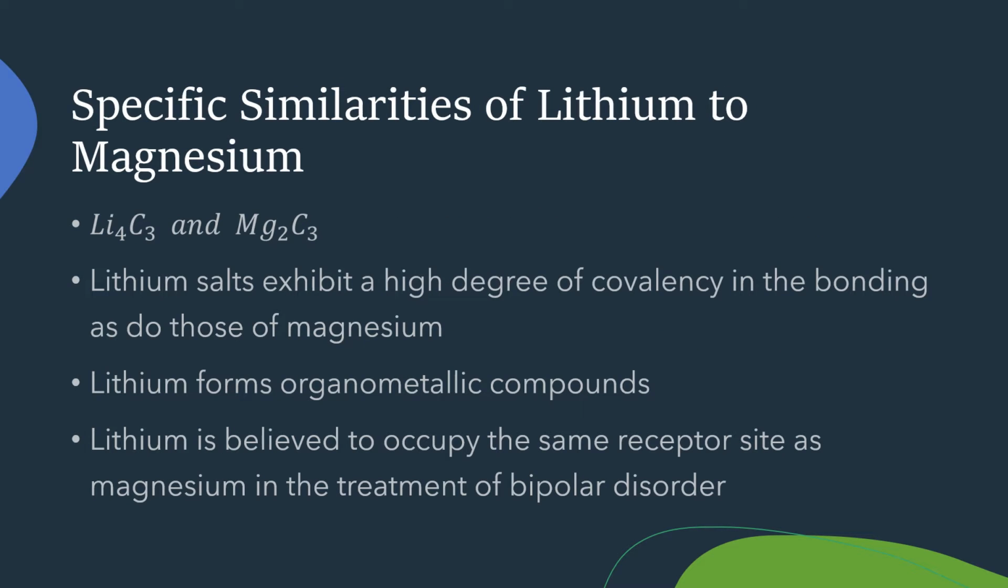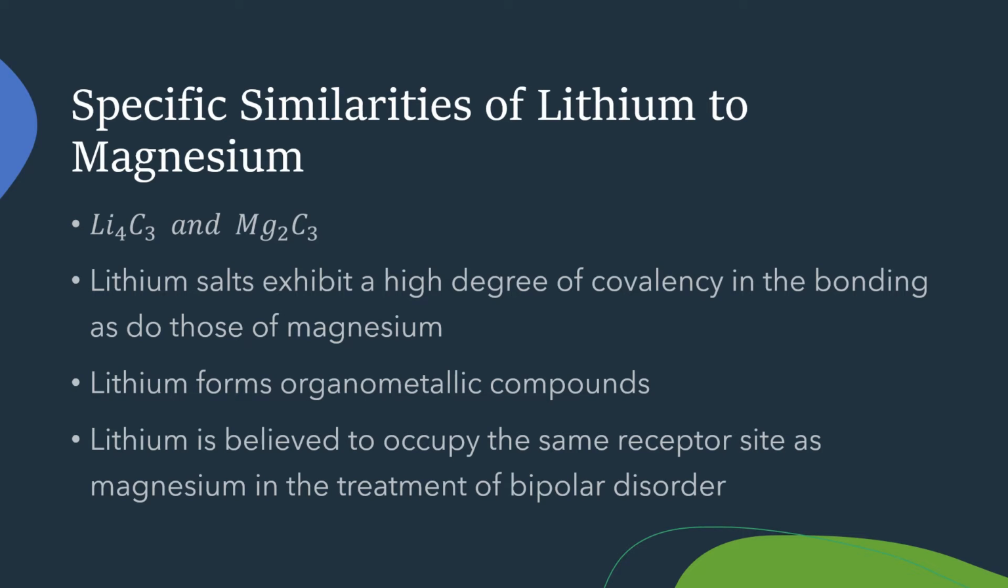So, some specific similarities of lithium to magnesium. The only tricarbides of group 1 and 2 elements are lithium carbide and magnesium carbide. Many lithium salts exhibit a high degree of covalency in the bonding, as do those of magnesium. Lithium forms organometallic compounds similar to those of magnesium, and lithium is believed to occupy the same receptor site as magnesium in the treatment of bipolar disorder.